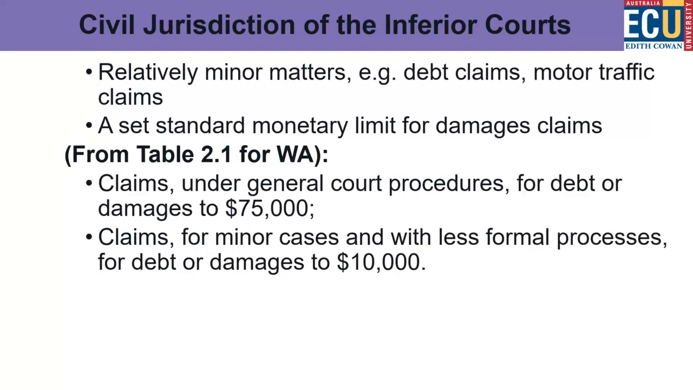In Western Australia, the magistrate court, the inferior court, has the jurisdiction to hear the case if the claim of that civil case is up to $75,000. But that is not the end of the civil jurisdiction of a magistrate court in Western Australia. Claims for minor cases with less formal processes, if there is any debt involved and someone needs to recover the debt, then up to $10,000, that case will be heard by the magistrate court. If there are any damages, again, the legislation says the jurisdiction of the magistrate court is up to $10,000, not more than that. So that's about the inferior court.